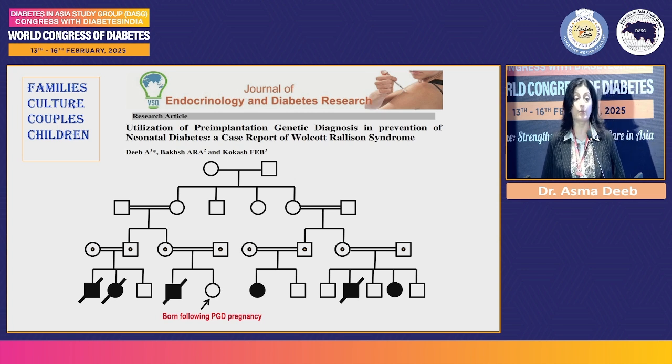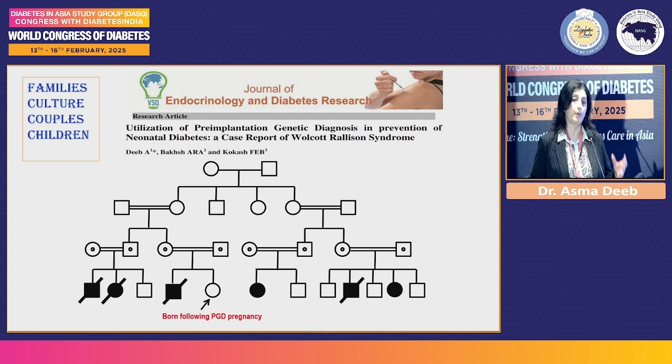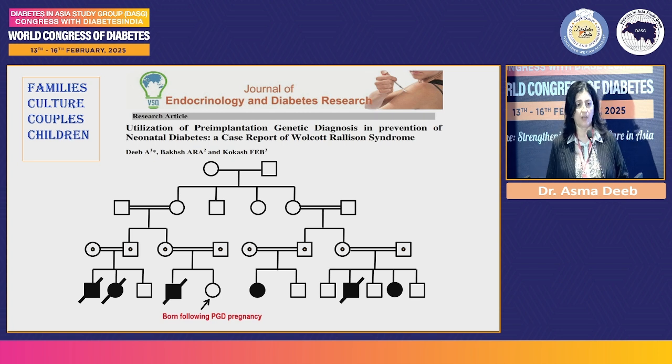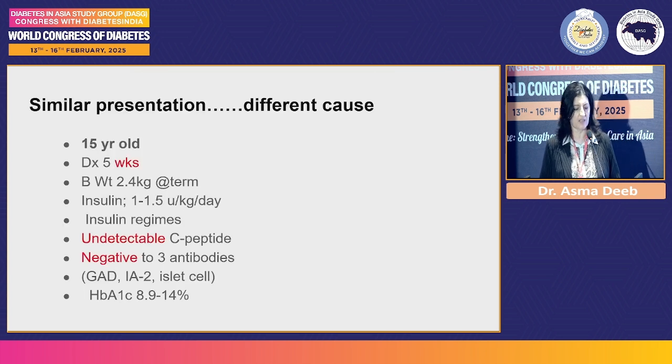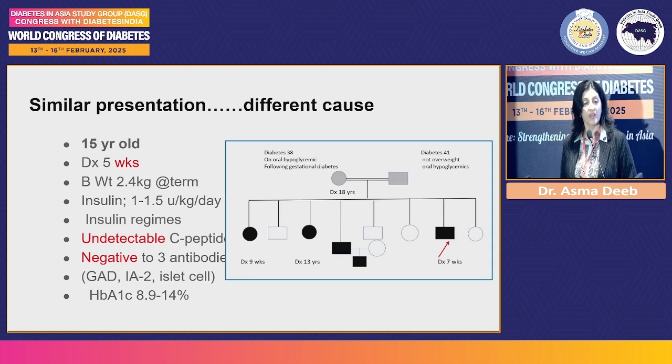This is a paper that we have reported in a family where Wolcott-Rallison syndrome was quite common and the parents were quite young. So we managed to help them with pre-implantation genetic diagnosis, which they received in London, and they managed to get a healthy baby. So this is very important, genetic counseling, because it can give hope to these families who were unable to have healthy children.